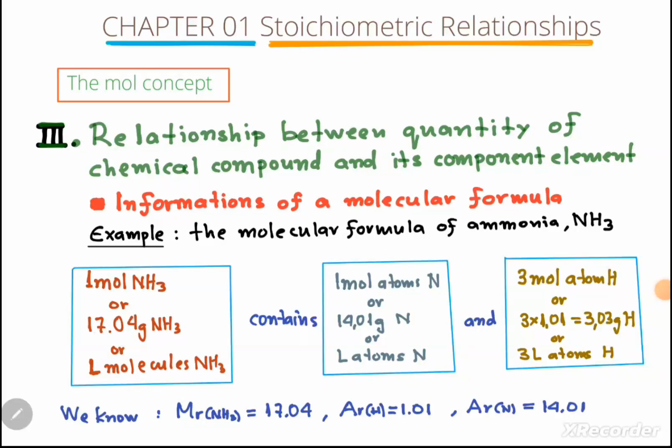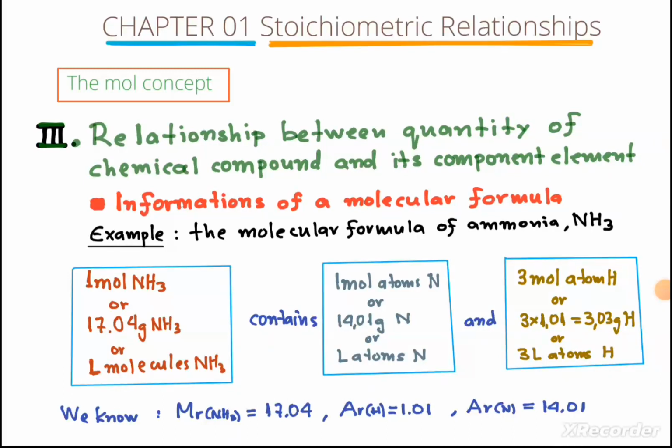Hello again. We continue with Chapter 1 and the mole concept. In the third category, we study the relationship between the quantity of a chemical compound and its component elements. Let's see first the information of a molecular formula. When we know a molecular formula, we have a lot of information.